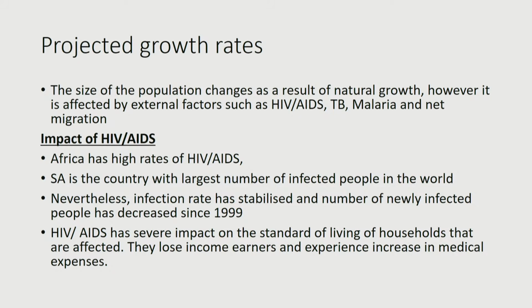So HIV and AIDS have had a severe impact on the standard of living of the households that are affected, because such people lose income earners. You find that someone was a breadwinner and as a result of HIV and AIDS, they die, and as a result, a household becomes affected because now they have lost an income earner or a breadwinner, and they experience an increase in medical expenses.